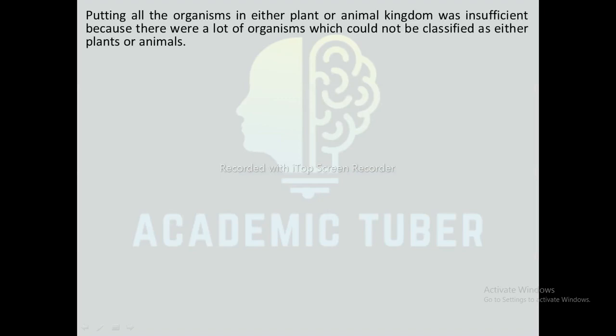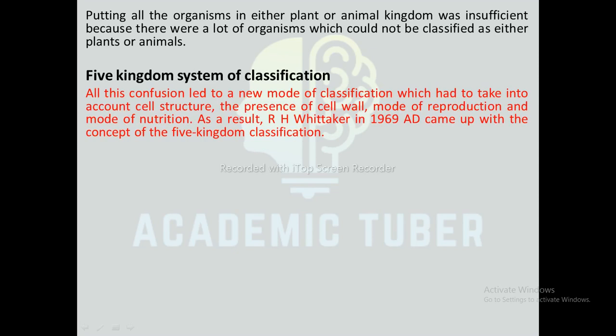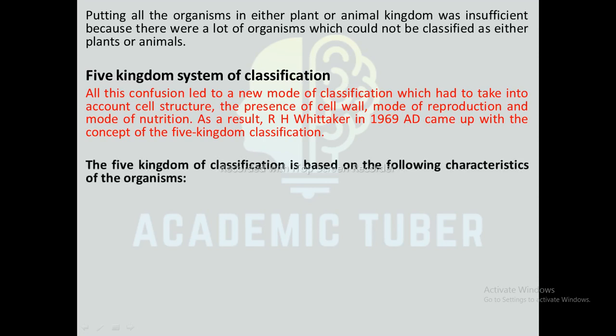Putting all the organisms in either the plant or animal kingdom was insufficient because there were a lot of organisms which could not be classified as either plants or animals. Therefore, the five kingdom system of classification was introduced. All this confusion led to a new model of classification which had to take into account cell structure, the presence of cell wall, mode of reproduction, and mode of nutrition. As a result, R.H. Whittaker in 1969 AD came up with the concept of the five kingdom classification.